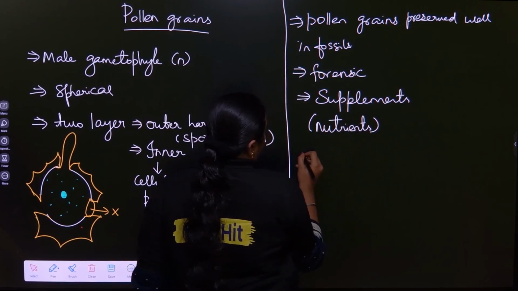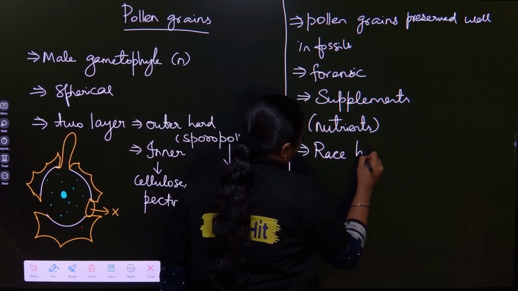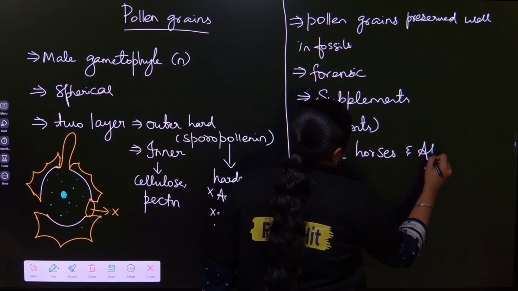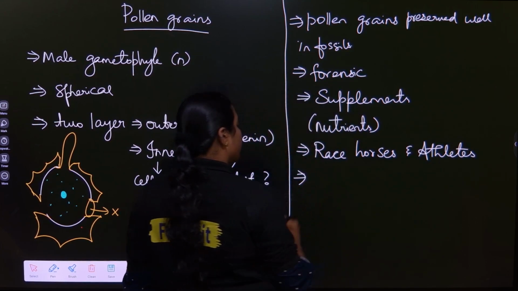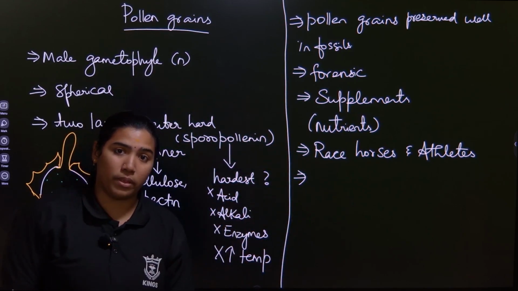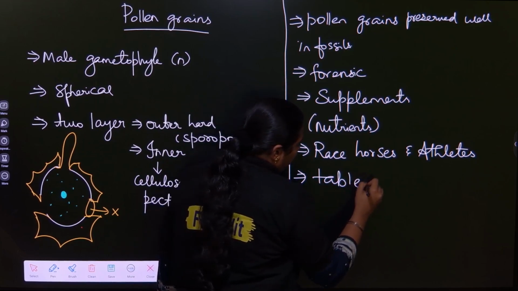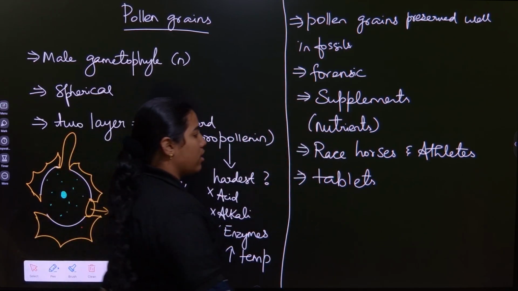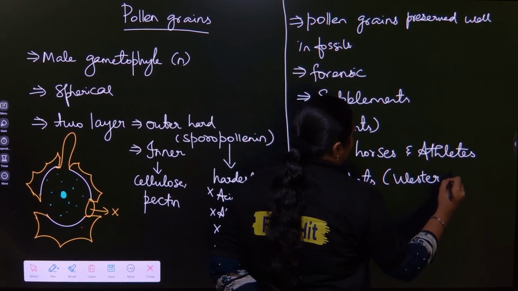And I have to tell you one more thing. It is used both by racehorses and athletes. Why? Because it gives them more nutrition to work hard. So racehorses are being given these supplements. They are being sold as tablets that you can buy and consume, as supplements, which are available in Western countries. We'll see the images.